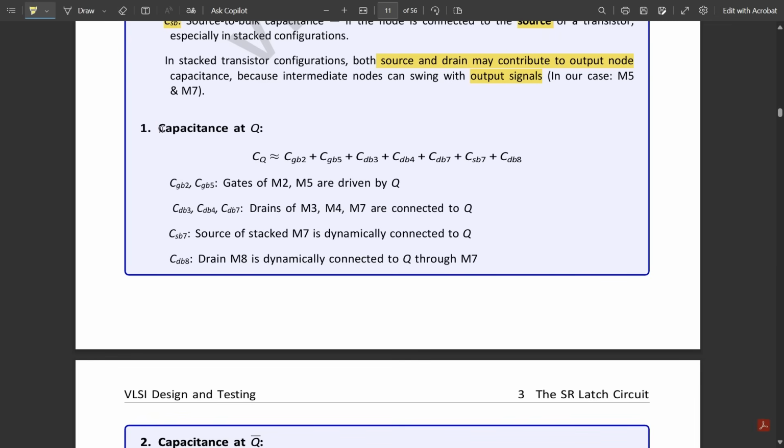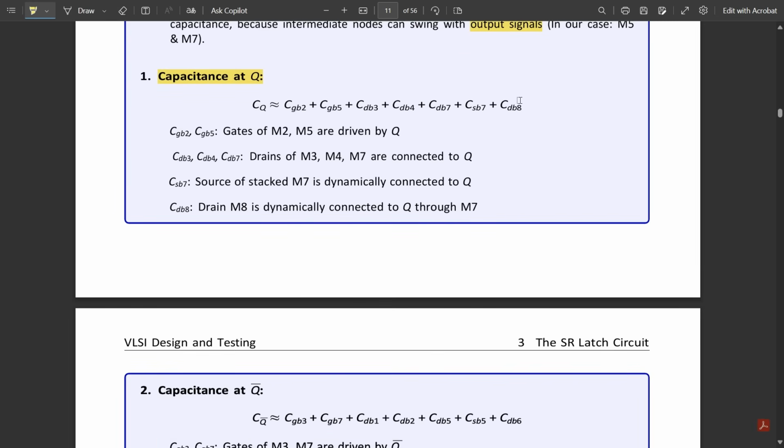Okay, so capacitance at Q. This is the equation for that. CQ is equal to CGB2 plus CGB5 plus CDB3 plus CDB4 plus CDB7 plus CSB7 plus CDB8, where CGB2 and CGB5 are gates of M2 and M5 which are driven by Q. Then CDB3, 4 and 7 are the drains of M3, M4, M7 which are connected to Q. CSB7 is the source of stacked M7 which is dynamically connected to Q. CDB8 is the drain of M8 which is dynamically connected through M7.